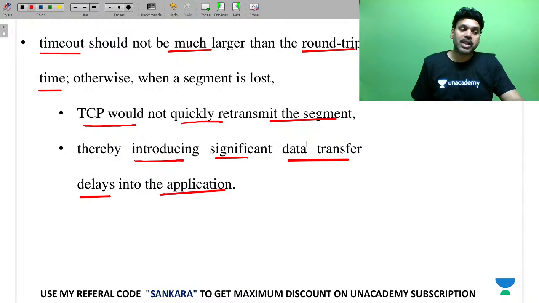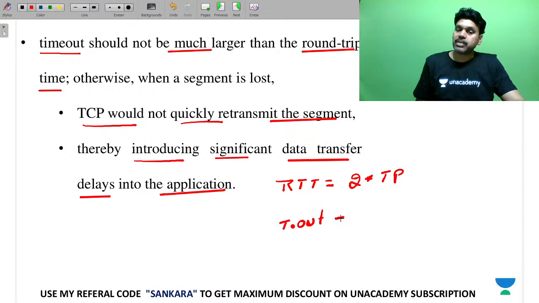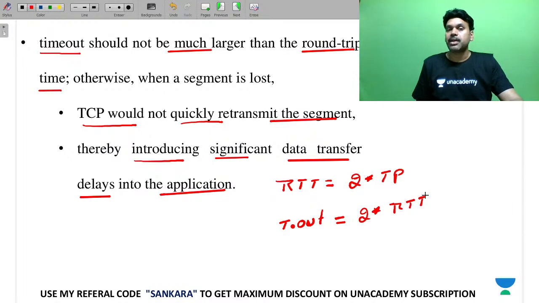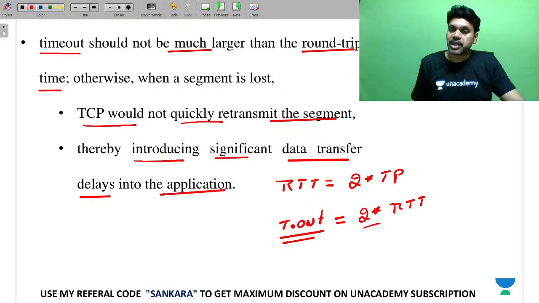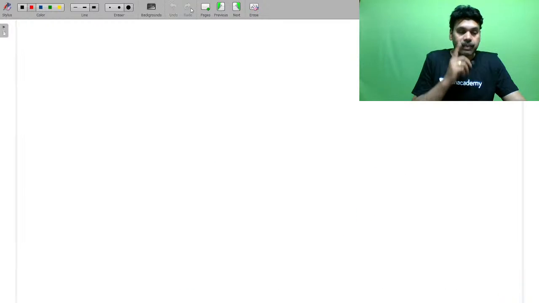Here I want to tell you one important thing. Your RTT, when you guess, is double your TP. Your timeout, naturally, by default, is double your RTT. So if you do not receive an acknowledgement during 2 into TP time, don't worry, because your timeout period is going to be, taking an example, double your RTT. So what is the meaning of this?